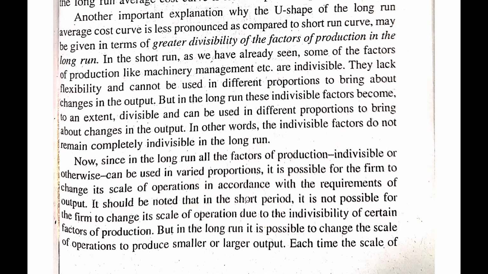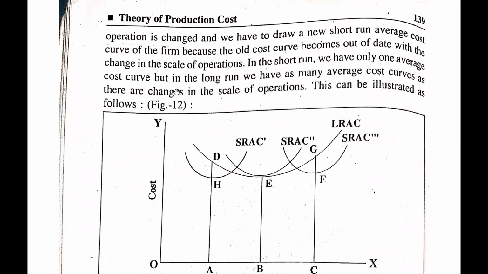It should be noted that in the short period, it is not possible for the firm to change its scale of operation due to the indivisibility of certain factors of production. But in the long run, it is possible to change the scale of operation to produce smaller or larger output. Each time the scale of operation is changed, we have to draw a new short run average cost curve of the firm, because the old curve becomes out of date with the changes in the scale of operation.